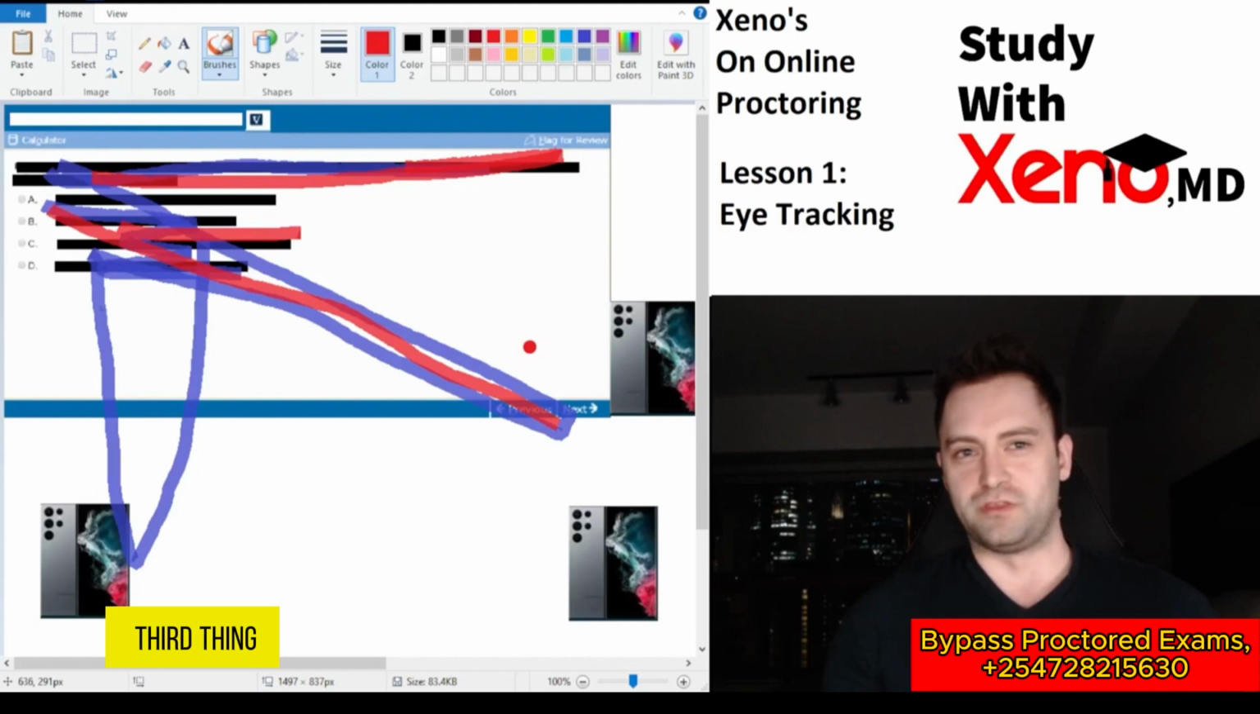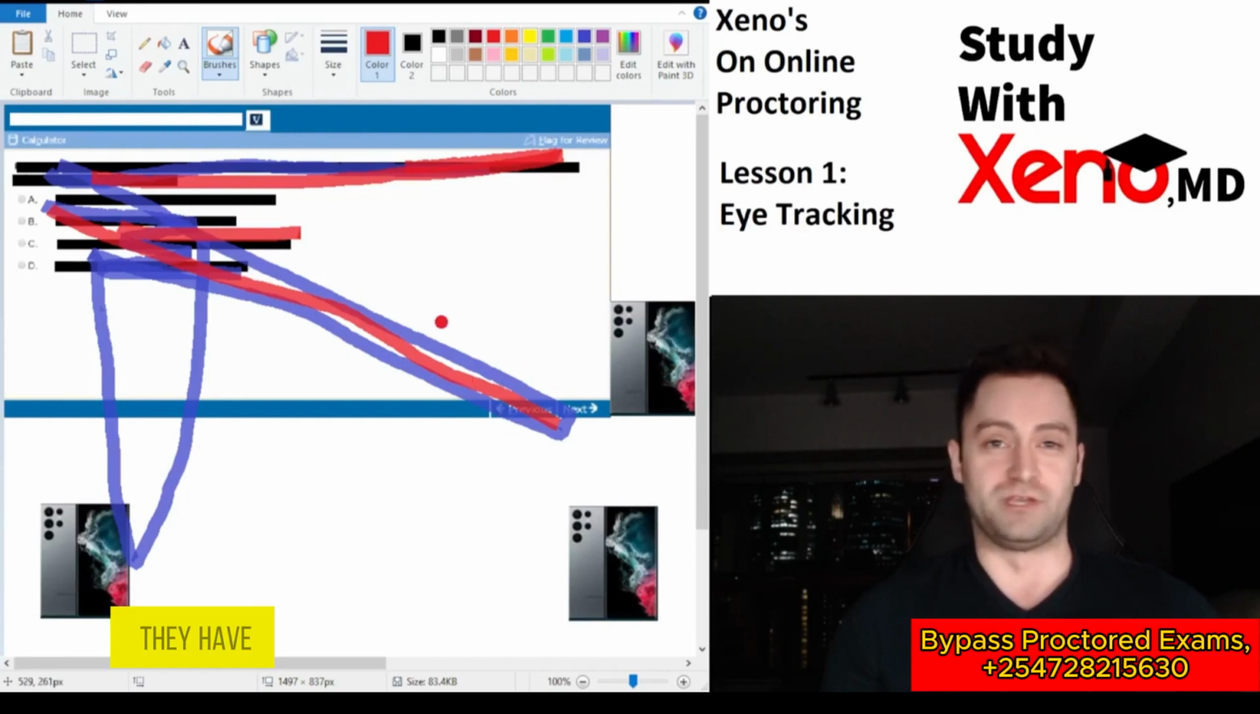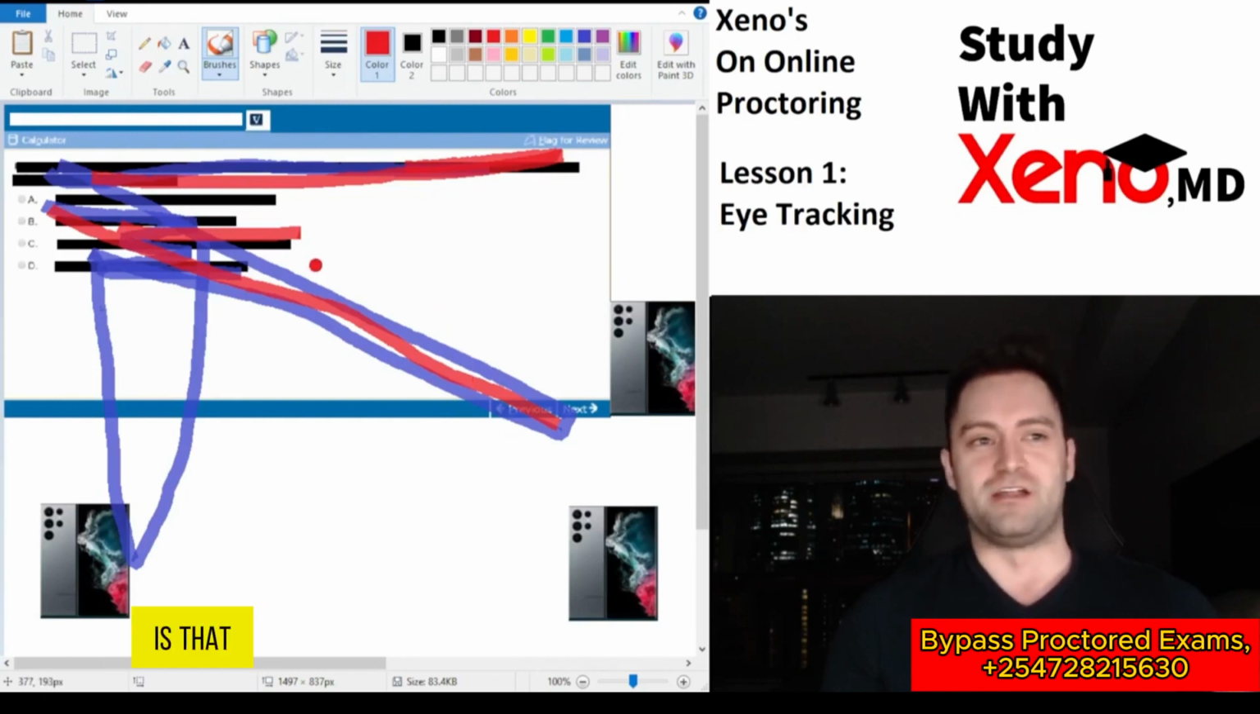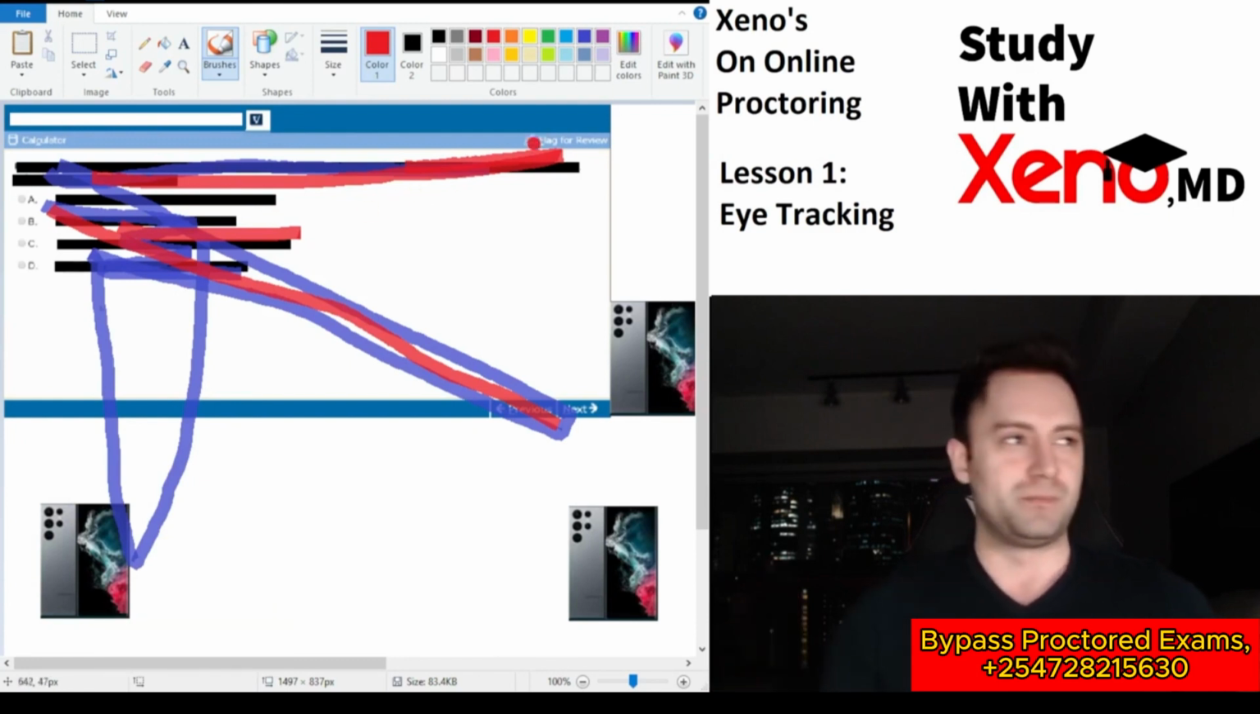Now, a third thing that might happen is since a lot of people are finding ways to alt tab out of their exams, like if they have a virtual machine or something, instead of looking off screen, you'll keep looking at the screen the entire time, and so you might think, oh, I'm safe, because I'm never going to take my eyes off the screen.